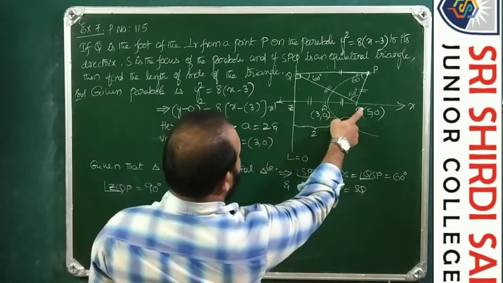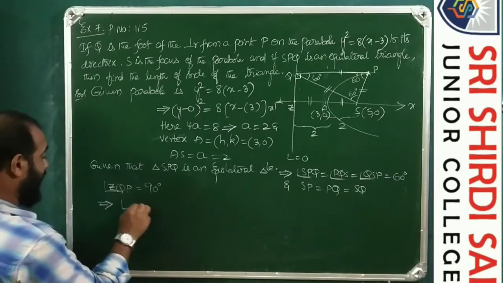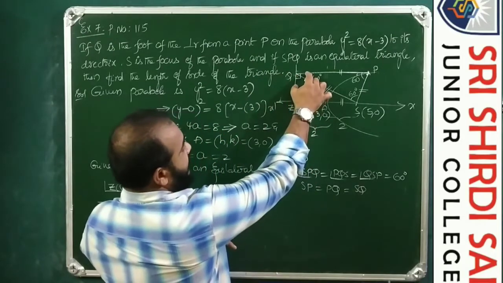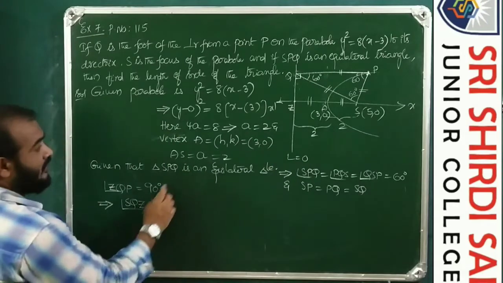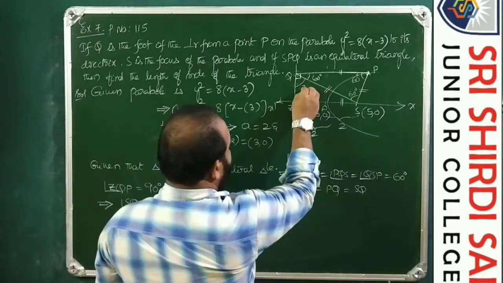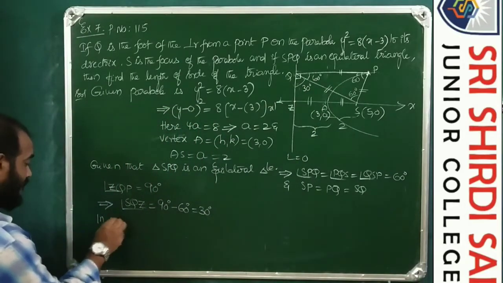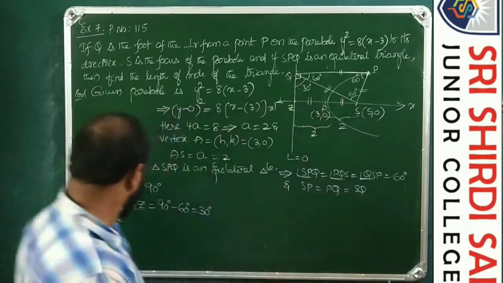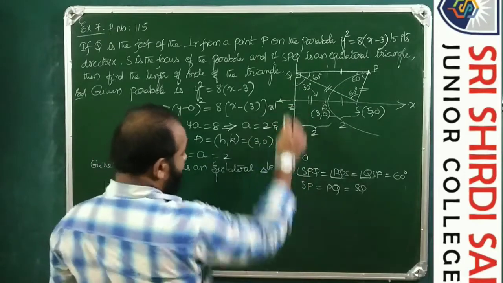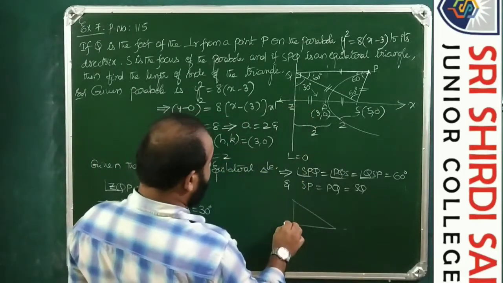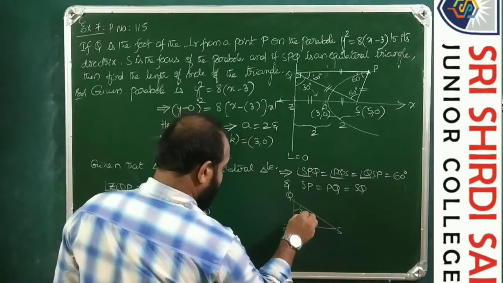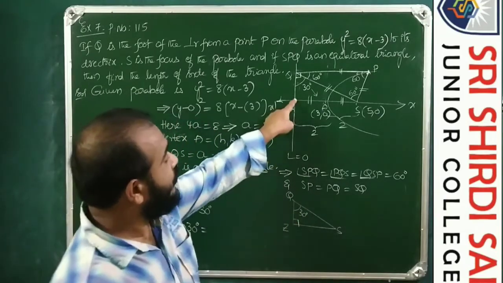Then what is angle SQZ? This angle is totally 90 degrees minus this 60 degrees. How much is that? 90 degrees minus 60 degrees, which is 30 degrees. So this angle we got. Now in triangle SQZ, this is Z, Q and this is S. So this angle is 30 degrees and here this is 90 degrees, the foot of the directrix.